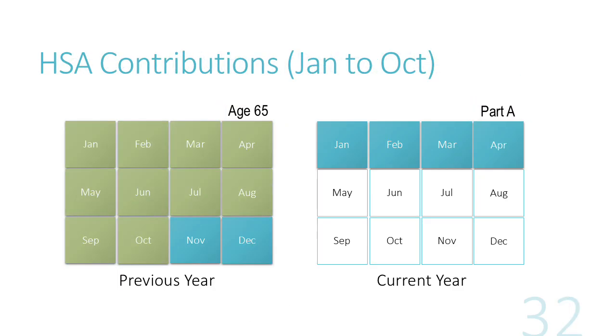As shown here, in the previous calendar year, the individual can contribute to their HSA for the months of January through October, for a total of 10 months, but not November or December, and cannot contribute in the current calendar year, since the months of January through April are also included in the Part A retroactive benefit coverage period.